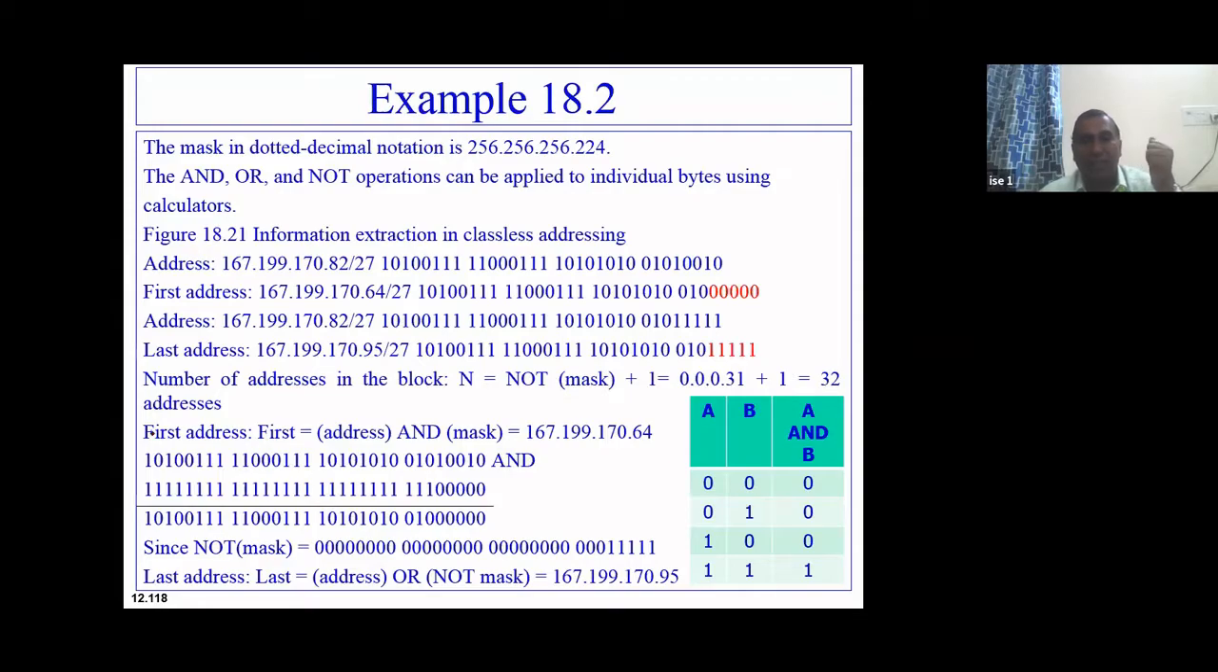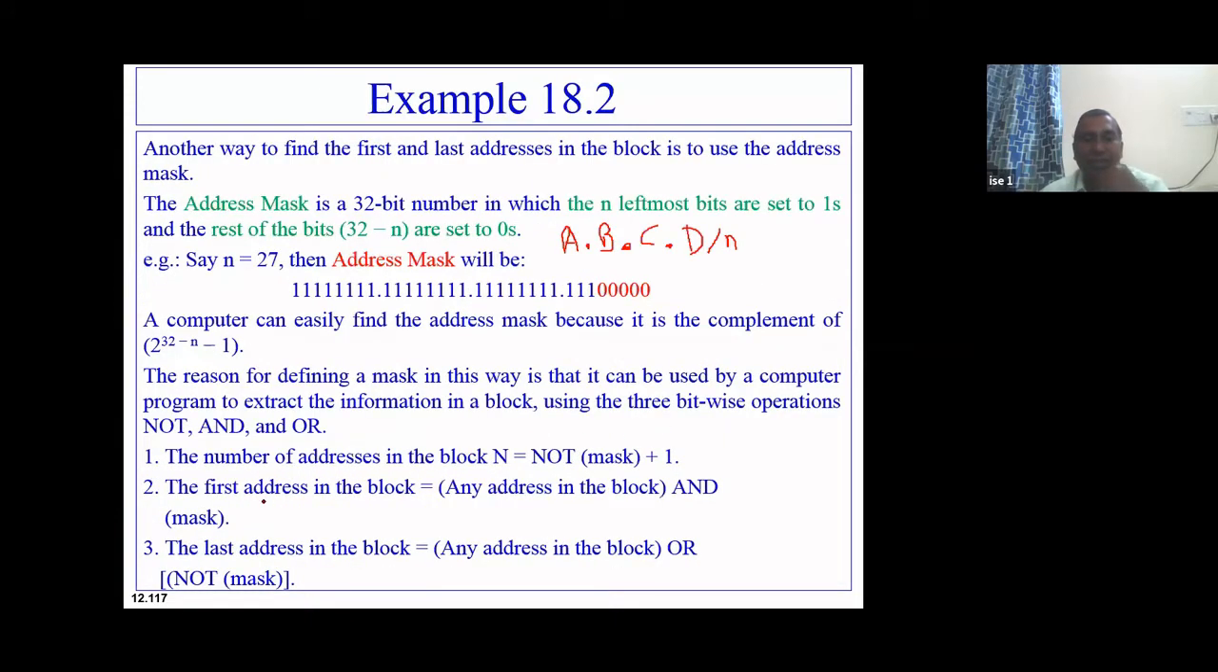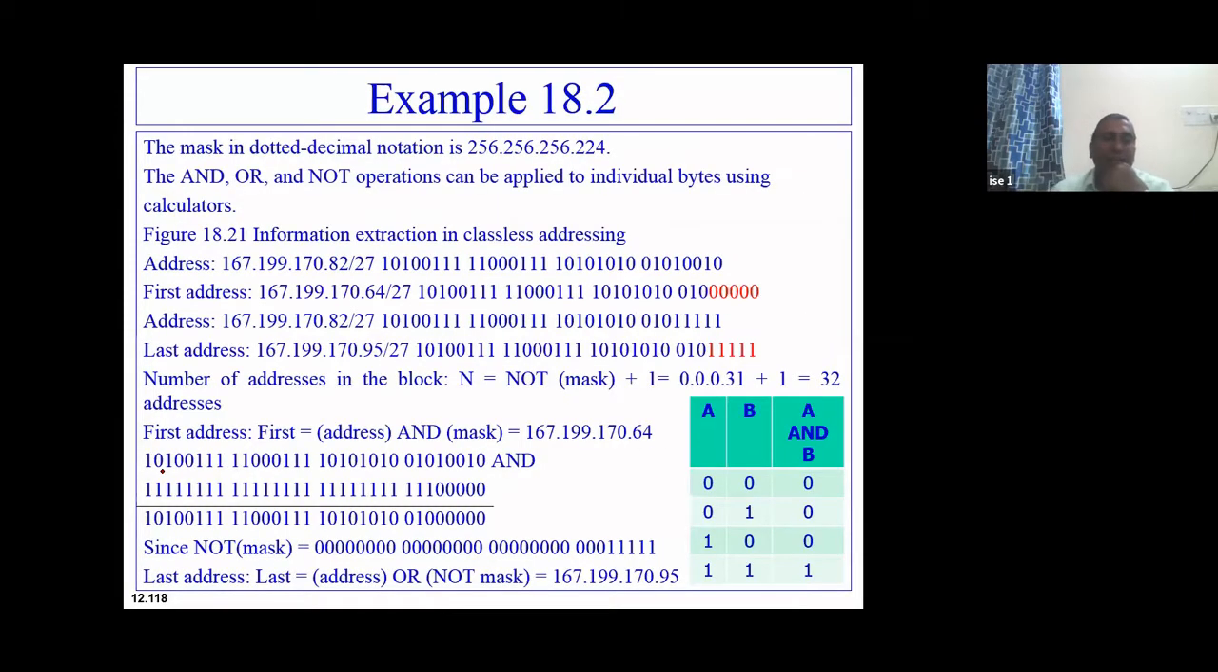So in the second method, the formula told me that I have to find the network address. This we have already done. The first address is nothing but any address in the block ANDed with the mask. You got the idea? So now, ANDing with the mask. Any address means I have just taken the address 167.199.170.82. I've taken it like this, and this has to be ANDed with the mask.